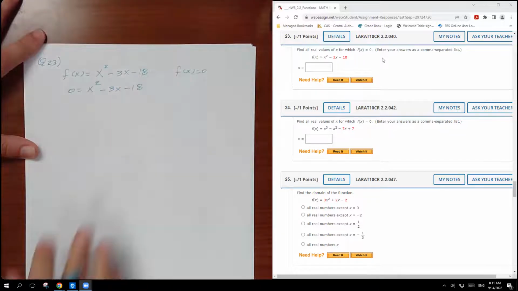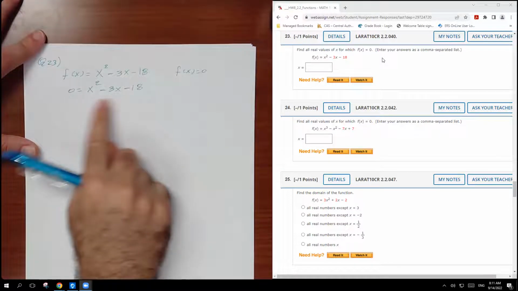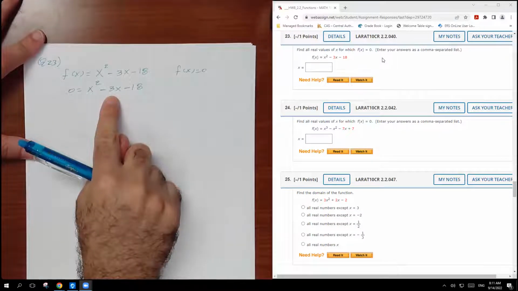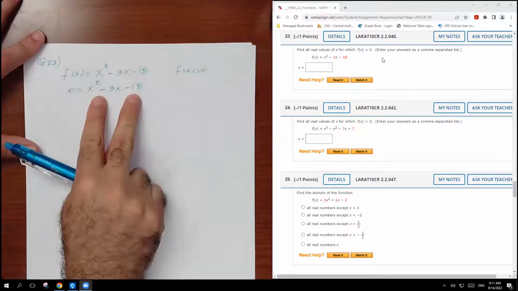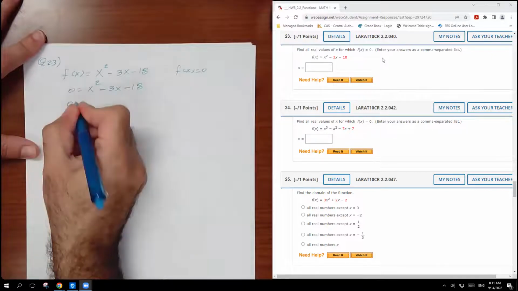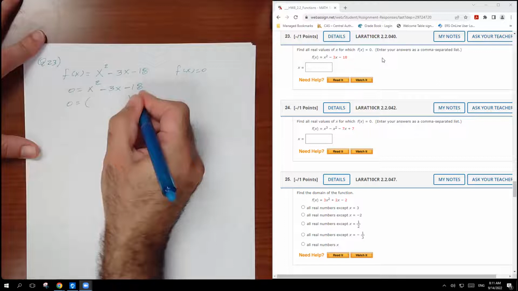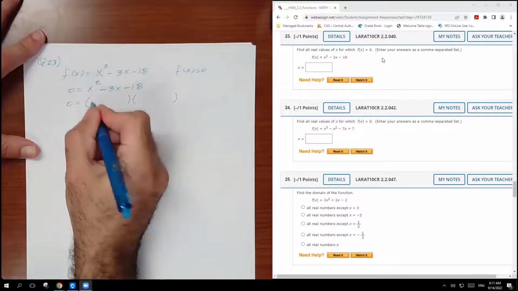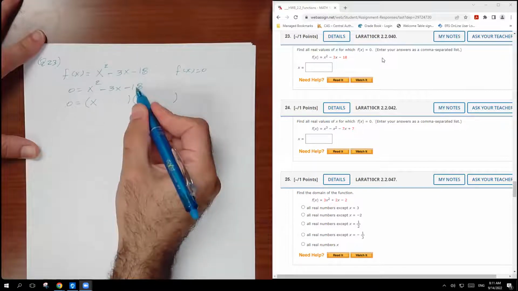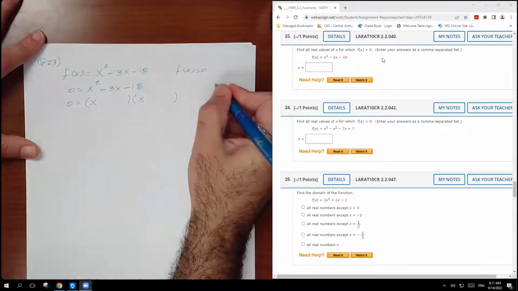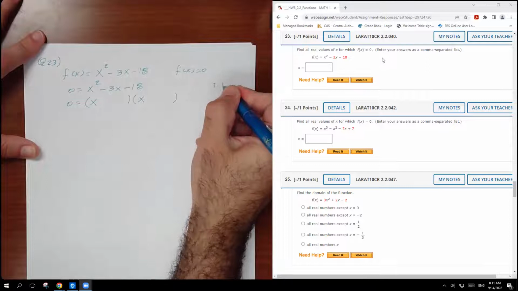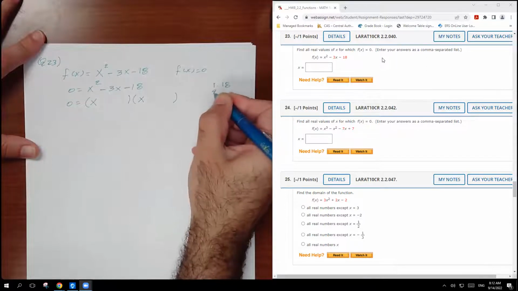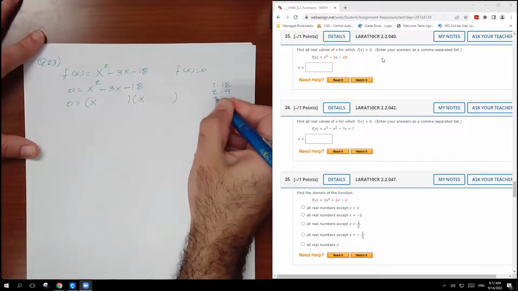So if you look to this side, this one is a quadratic. How I'm going to find the value of x? I need to factor this side. So I'm going to say 0 equal, I'm going to open two parentheses, and here's x squared. I'm going to put x, and x. For 18, I have options. I can use 1 times 18. I can use 2 times 9 and 3 times 6.